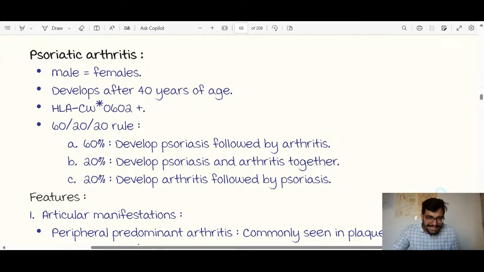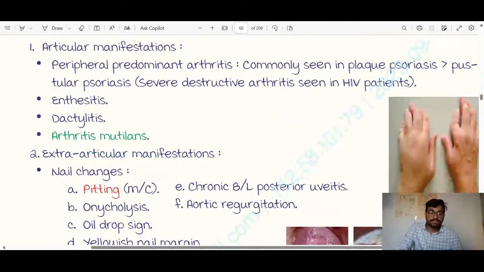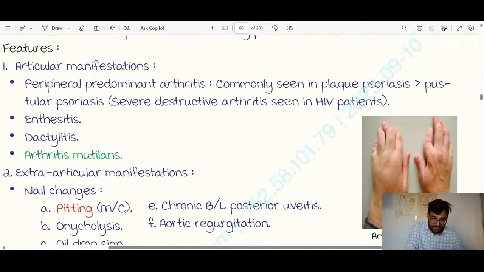Means there will be a 60-20-20 rule, where 60% develop psoriasis followed by arthritis, 20% develop psoriasis and arthritis together, and 20% develop arthritis followed by psoriasis. So we will discuss this 60-20-20 ratio here. Features: what are the features? First, articular manifestation.